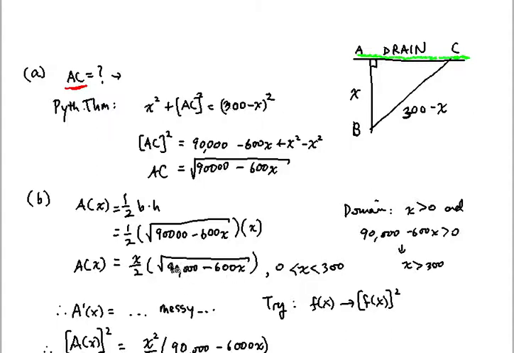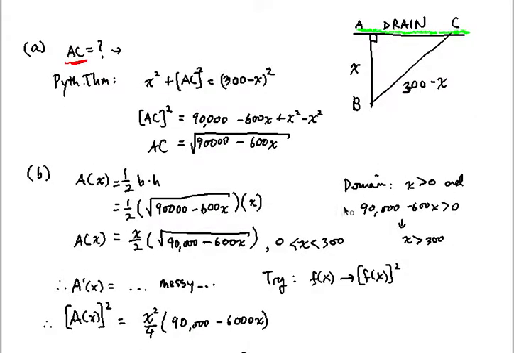So the way we find the domain is we look under the square root. That's got to be less than 300, because if I set this greater than 0, I'm going to get x is less than 300, and also x must be positive because it's a distance. So this is my domain.